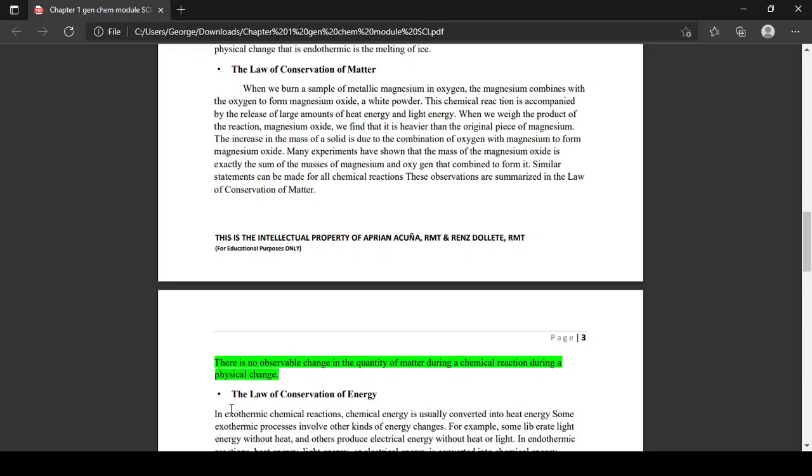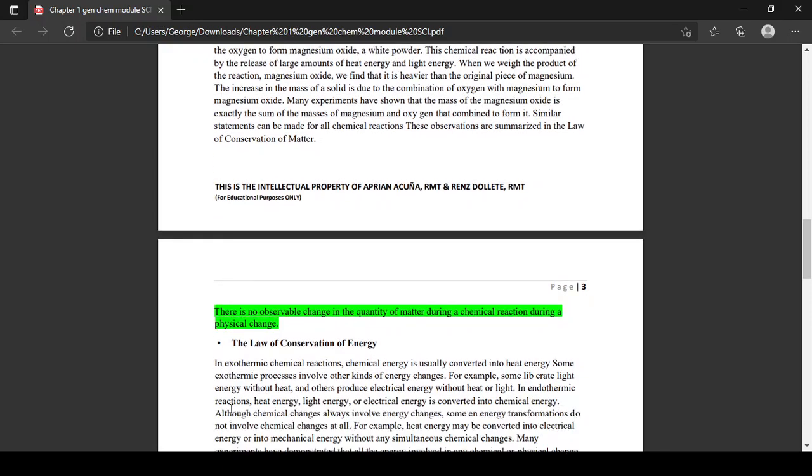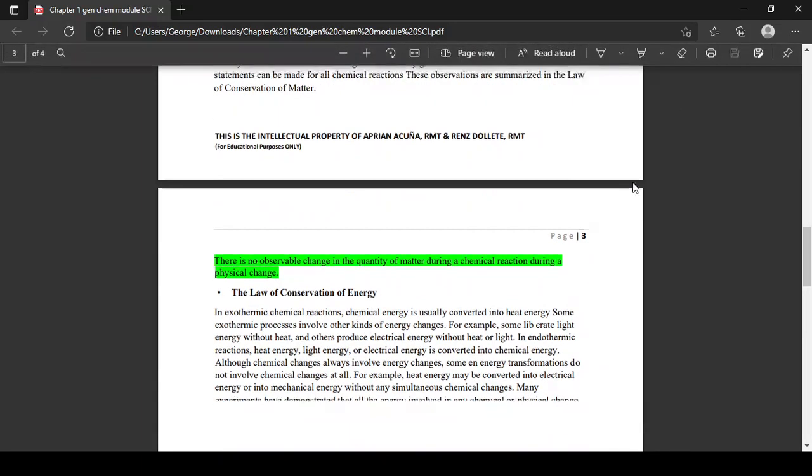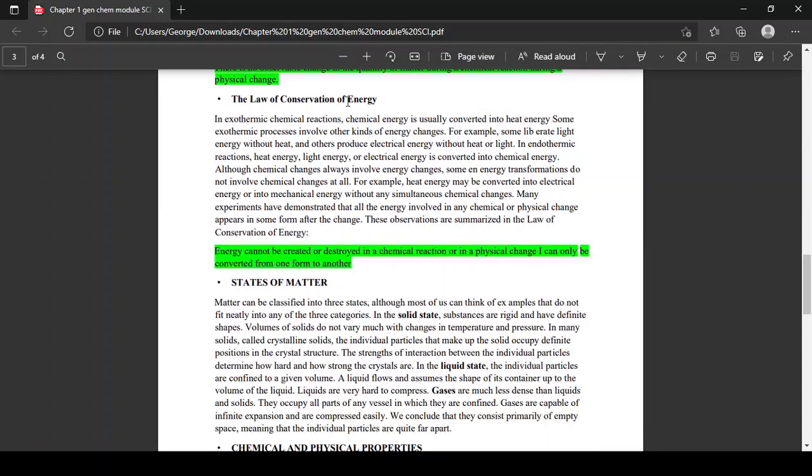There is no change in the quantity of matter during a chemical reaction or during a physical change. Only that it is combined. Understood? Law of conservation of matter. Yes, sir. Let us proceed. Next, the law of conservation of energy.